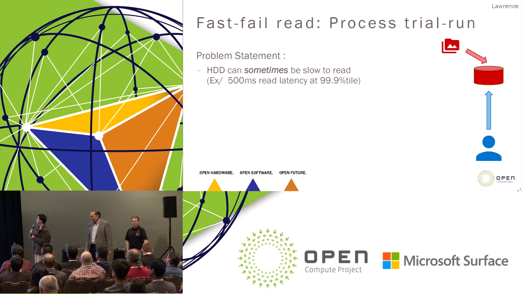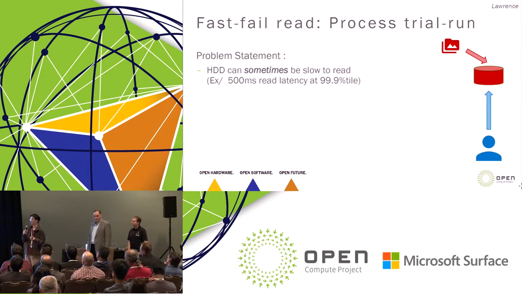So HDD, let's look at a picture on the right. Basically, there's an image file I've stored on the HDD, and the user is trying to read that image file from the HDD. Usually, when I read that file, the file returns pretty quickly. I might be able to get it within 10 milliseconds. It's fast enough that the user doesn't feel any kind of delay. But sometimes, at the 99.9 percentile, which basically means one out of every 1,000 times, the hard drive might be a little bit slow.